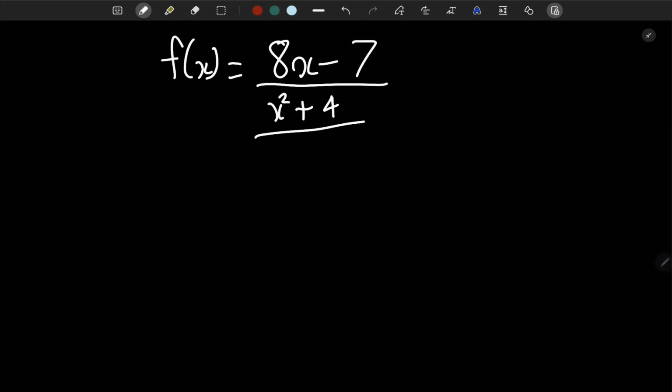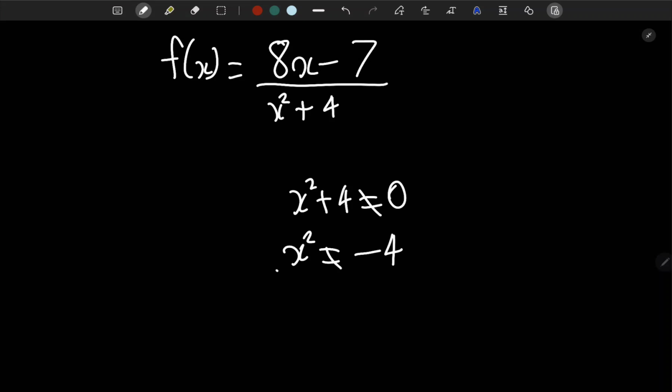So again, the first step is to equate the denominator to 0 here. So x squared plus 4 is not equal to 0. We take 4 to the other side, so x squared is not equal to negative 4, sorry. Now, do you notice something? There is an x squared here, and we are equating it to negative 4.